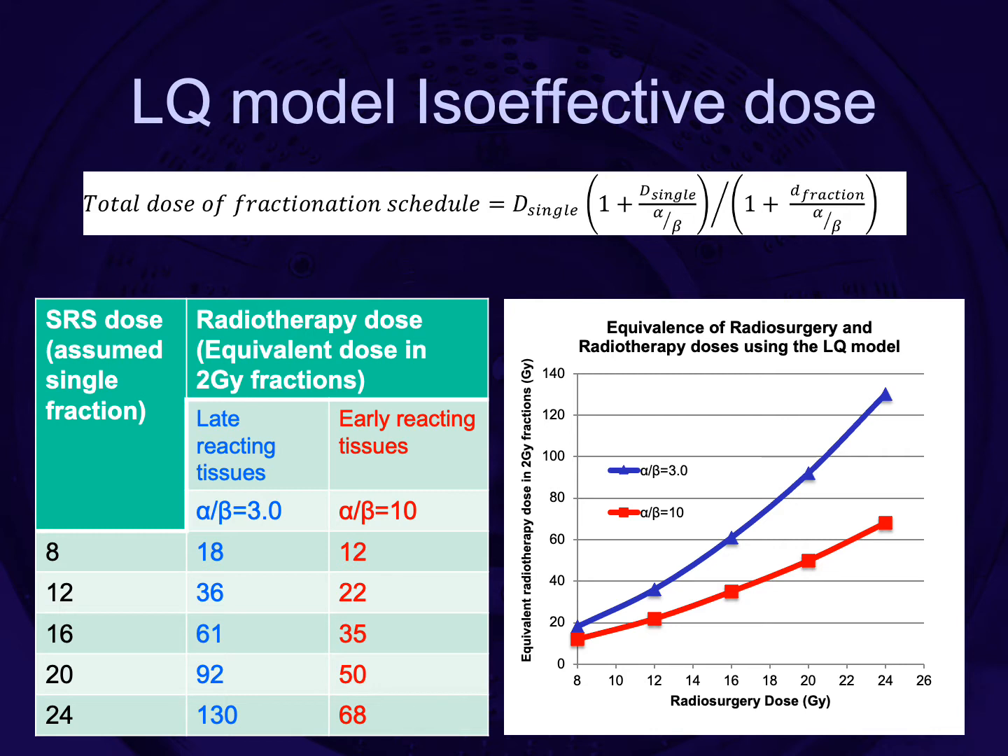Now, clearly, if we look at, let's say, the radiosurgery dose equivalent of 20 Gray, and we can see this on the table on the left, for what we call late reacting tissues, or tissues with a low alpha-beta ratio of 3, and they're typically thought to be normal tissues, you give an equivalent dose of 92 Gray in 2 Gray fractions. While if you look at early reacting tissues, which is the figures in red, you can see that you only give the equivalent of 50 Gray. And this really demonstrates, using this model, that fractionation gives you a much higher dose than the equivalent single fraction if you're treating targets with a high alpha-beta ratio.